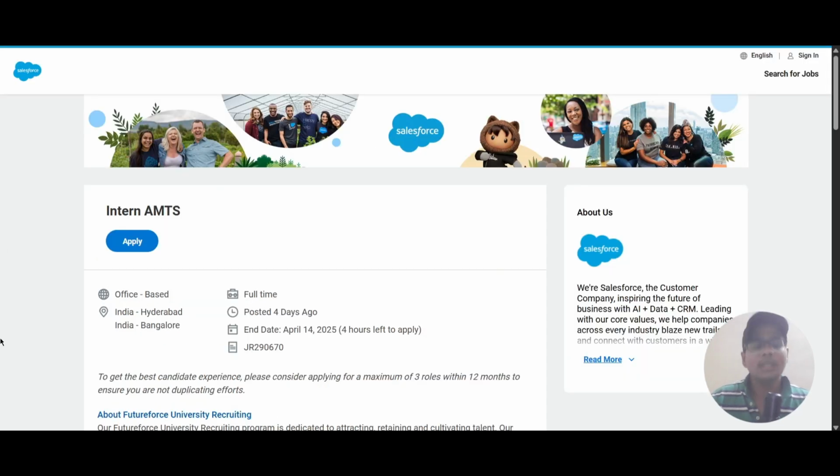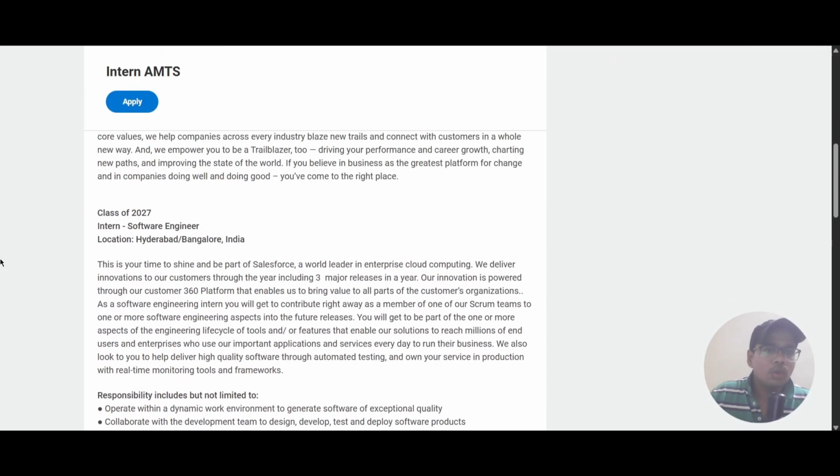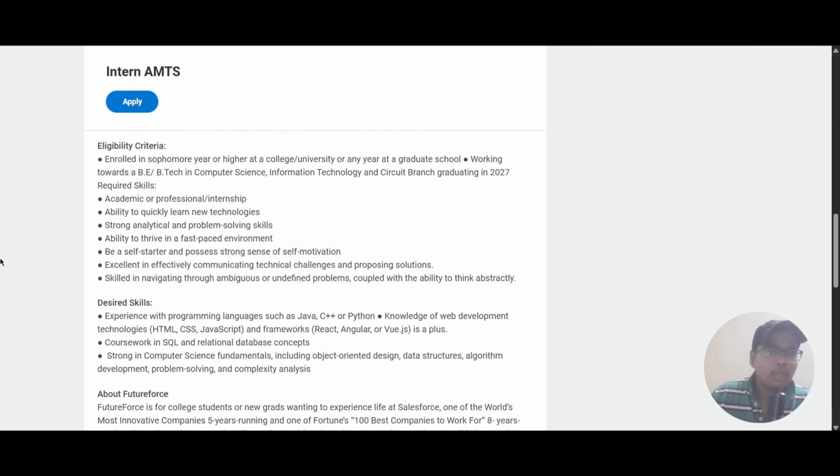So the second one is Intern AMTS. The other things are same like the last job update. So we will just scroll down and look into the thing that is eligibility criteria and desired skill here. You should be enrolled in a degree and you should be working towards your BE or B.Tech in computer science, information technology or circuital branch, and you should be graduating in 2027. The last job update is for 2025 and this is for 2027.